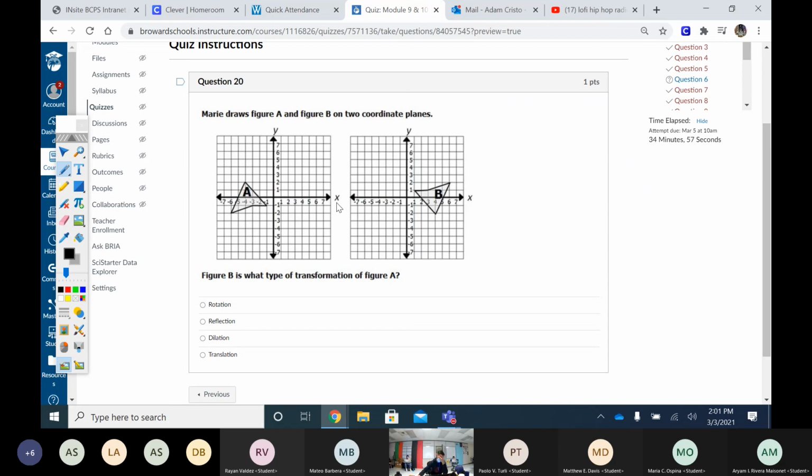Emma, save us. It's a rotation. Dilations is when it gets bigger. It didn't get bigger at all. It's rotation. Yeah, rotation. Mr. Crystal, it is because it rotates. So it did not flip at all. Oh wait, no. Yeah, it did.